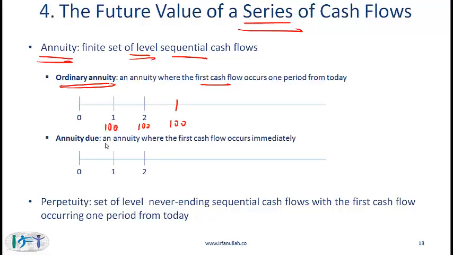With the annuity due, the first cash flow occurs immediately. So if you have 100, 100 and 100, this is an annuity due. A perpetuity is a set of level, never-ending sequential cash flows with the first cash flow occurring one period from today. Here is an example of a perpetuity. The first cash flow is happening one period from today, and then every year you receive $100, and this goes on forever.